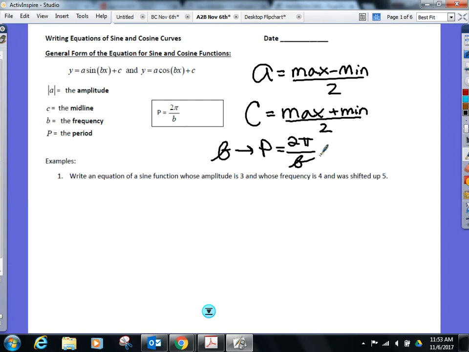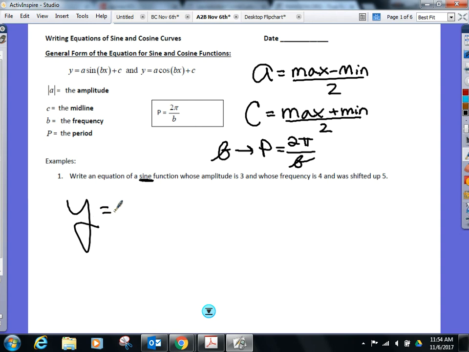Start writing some equations. Number 1, I have given everything to you guys. Write an equation of sine, amplitude, got it. Frequency, got it. Shift, got it. So I've given you everything right now. Here it is. You don't have to find anything, just read it correctly. Y equals.